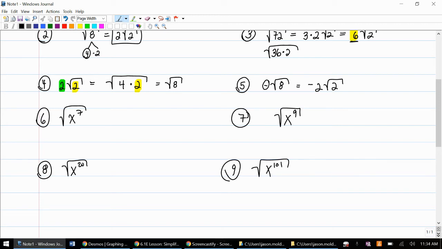Okay. So first off, what we could do is just multiply this out, right? Think about this as 2, 4, 6, 7. We got 1 pair, 2 pairs, 3 pairs, and 1 left over.